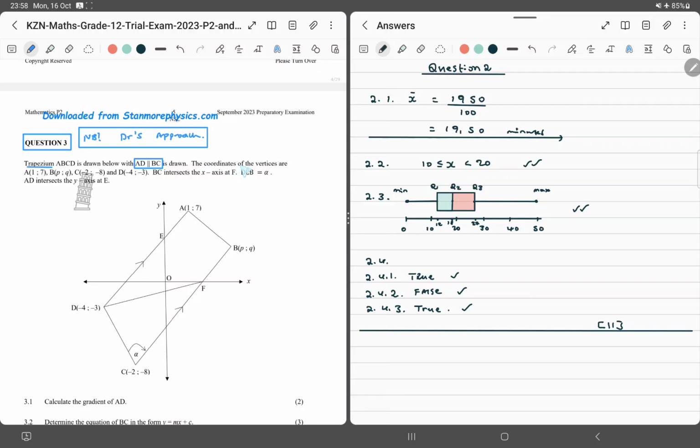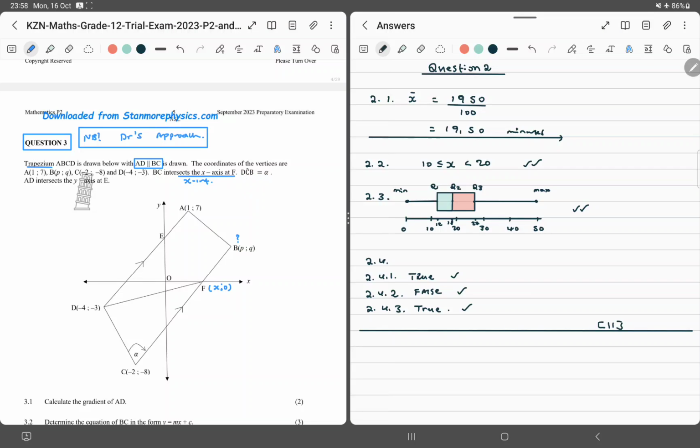Okay, now the coordinates of the vertices are A (1; 7), B (Q; ?), and of course this one might be the question, C is (-2; -8), D is (-4; -3). And then we're told BC intersects the x-axis at F. So y at F is 0, because if this intersects the x-axis, it means it's an x-intercept. So that means the y-coordinate is 0.